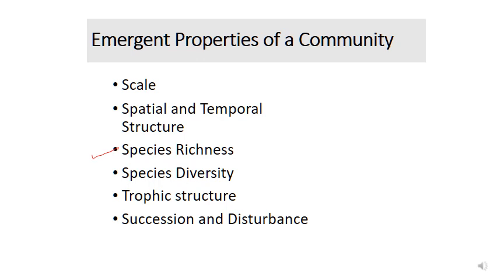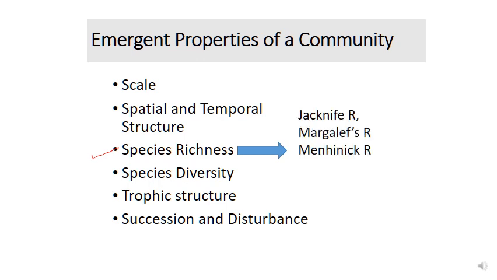Species richness can be estimated using different quantitative indices, and these indices have been developed by different wildlife biologists or conservationists, named as Jackknife Richness Index, Margalef's Richness Index, or Menhinick Richness Index. All these indexes have different expressions and calculate richness estimates.